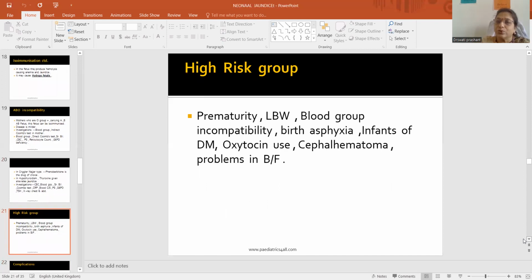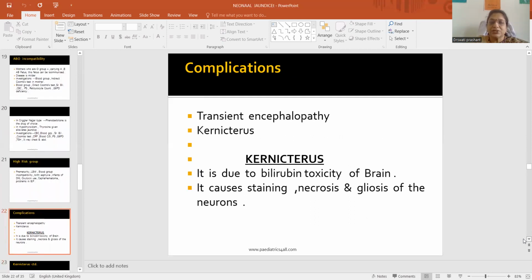Now, which is the high risk group which can get jaundice? It is prematurity, low birth weight, blood group incompatibility, birth asphyxia, infants of diabetic mothers, mothers receiving oxytocin, cephalhematomas, and problems in breastfeeding or any congenital malformations of the GI tract, along with sepsis. Now complications. Once the baby gets jaundice, usually clinically we can see the jaundice by Kramer classification, how the jaundice is progressing, or clinically we can judge how much is the bilirubin in this baby if the bilirubin is not easily being done.